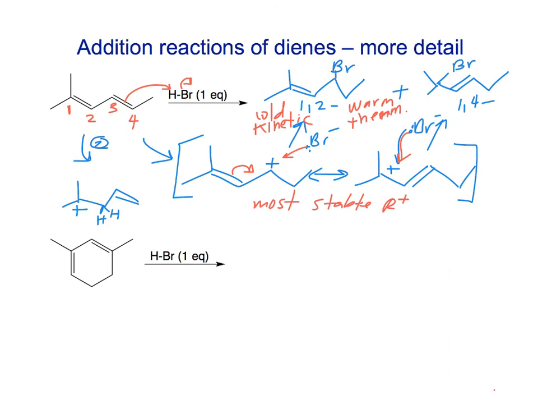Okay? So, the key here, we have to figure out, 1, where do we protonate to form the most stable carbocation? 2, once we do that, what are our 1,2 and 1,4 products? We know the 1,2 product is going to be the kinetic product, but we have to evaluate the 2 products to determine which one would be more stable, so which one would be the thermodynamic product.